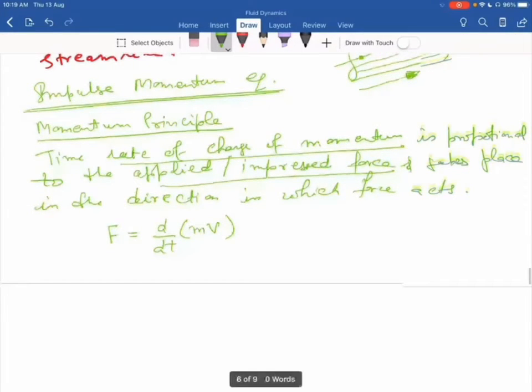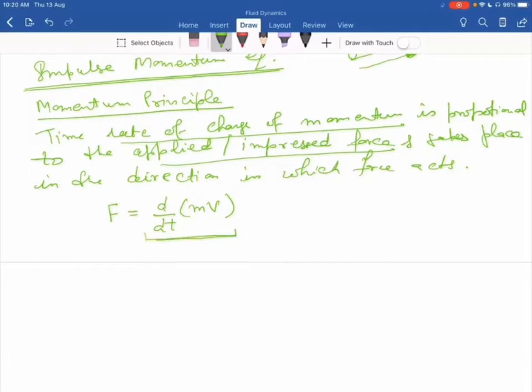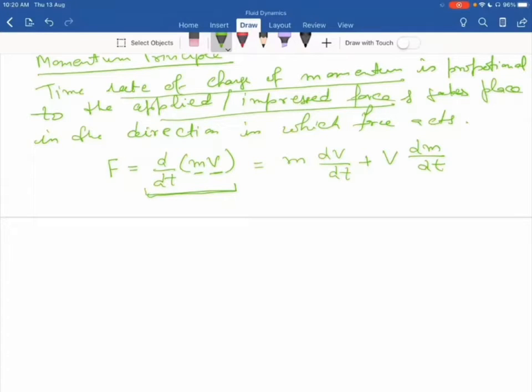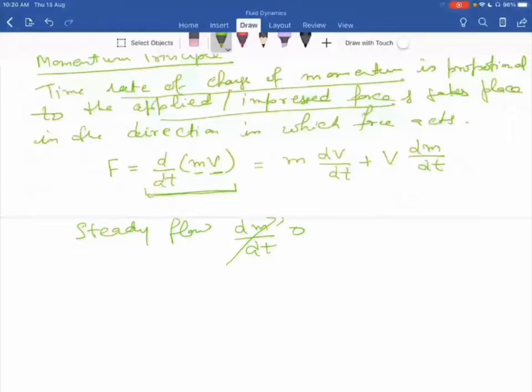Okay. Now if I try to open this derivative, I write this equation as m dv by dt plus v dm by dt. Here v is velocity and m is the mass. Okay. So m dv by dt plus v dm by dt. Now I put one assumption over here. If the flow is steady flow, then the mass flow rate is constant, so you can put dm by dt as 0.